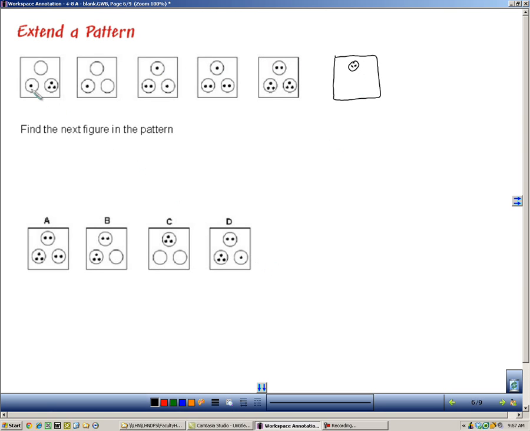Now the lower left circle is 1, 1, 2, 2, 3, and then this one is 3. So there's a pattern to the lower left circle. And then the lower right circle is 3, 0, 1, 2, 3, which means the next one will be an open circle with nothing in it. And the one that matches that is B.